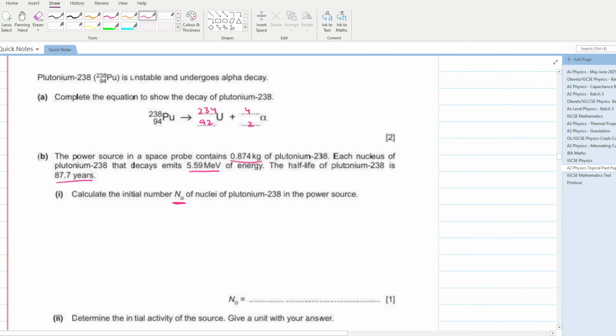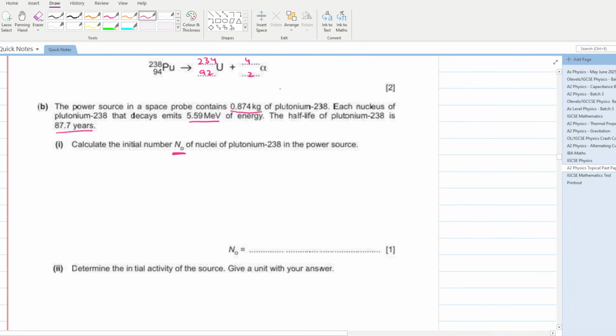We have to calculate N naught. How will we do that? Very, very easy. The total mass is 0.874 kgs. What is the mass of one plutonium atom? 238, that is the nucleon number, multiplied by 1.66 into 10 raised to the power of minus 27. So let's calculate this. 0.874 divided by 238 into 1.66 into 10 raised to the power of minus 27. This comes out to be 2.2 into 10 raised to the power of 24.